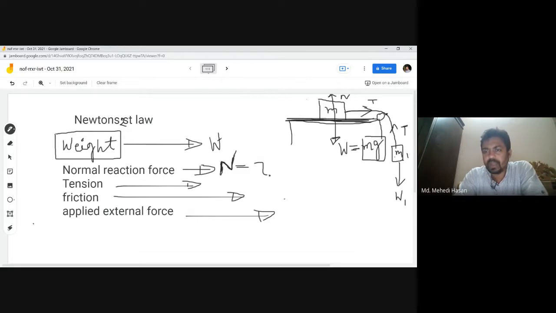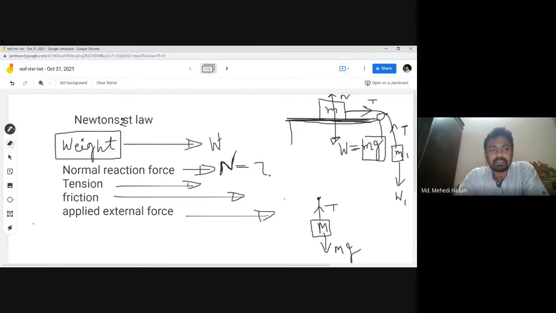Or if we consider there is a point and the object with mass capital M suspended from a point, then the tension on that object will act upward, which is T, and the weight will act downward, which is mg. Okay, so this is the process.